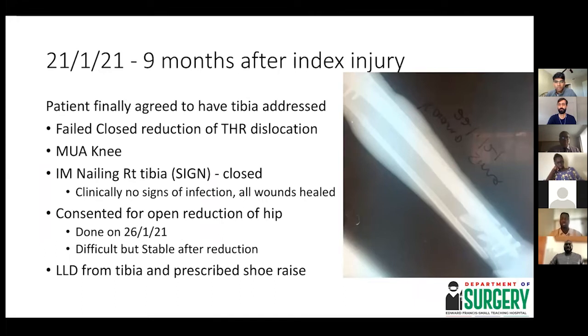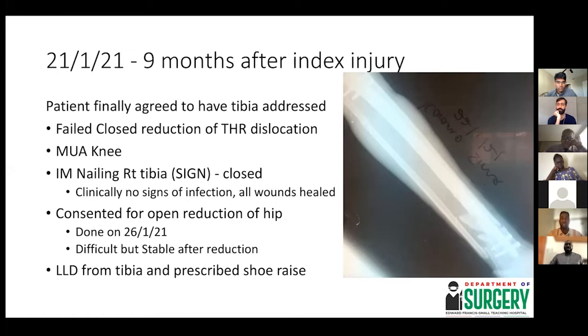At that stage, I think he himself was getting a little bit fed up. So he agreed to having what was now an established non-union of his tibia. We had removed the back slab as well and noticed that it was still unstable and he couldn't walk on it. So he agreed to have a nail done for that and to have an attempt to reduce the hip. The first attempt of a closed reduction failed, unsurprisingly, because again, I think it was at least approaching 2 months.